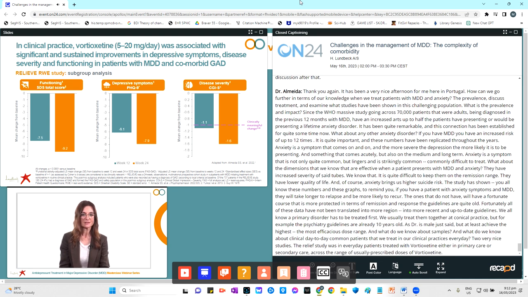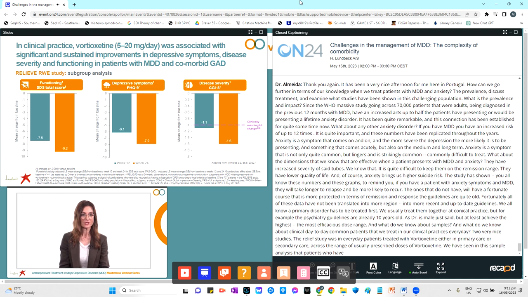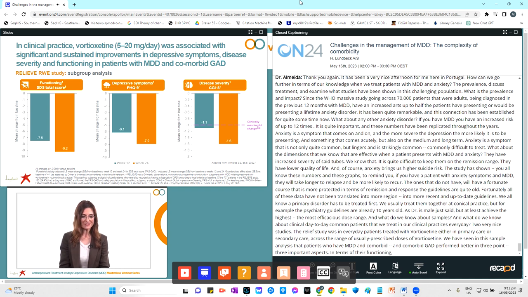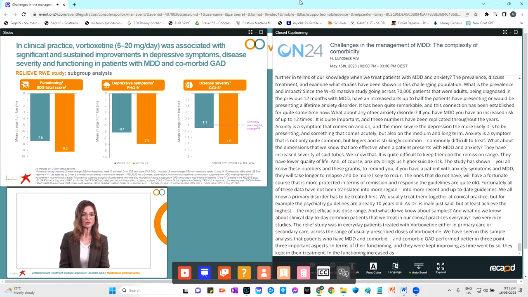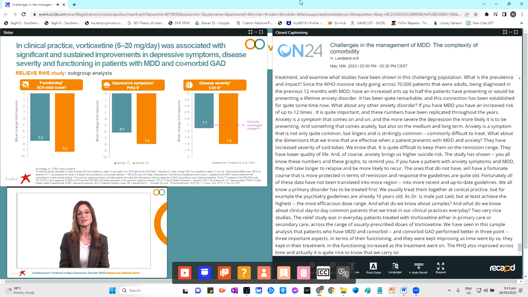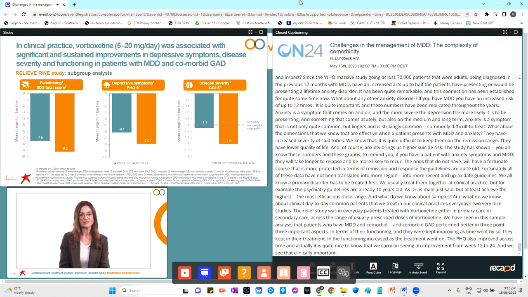And we saw in this sample analysis that patients who had MDD and comorbid GAD performed better when treated with vortioxetine in three important aspects. In terms of their functioning, they kept improving as time went by, so they kept on under treatment, and the functioning increased as the treatment went on from 12 weeks to 24 weeks. The PHQ that measures depressive symptom severity also improved across time. And it's quite nice to know that we carry on seeing an improvement from week 12 to week 24. And more, we see a clinically important, meaningful change in the CGI-S monitoring. But this is data that has to be further watched.